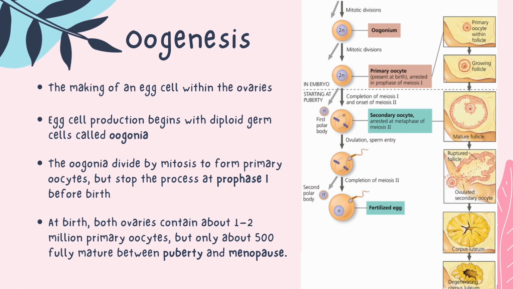Oogenesis begins in the female embryo with the production of oogonia from primordial germ cells. The oogonia divide by mitosis to form cells that begin meiosis but stop the process at prophase I before birth. These developmentally arrested cells, which are primary oocytes, each reside within a small follicle, a cavity lined with protective cells. At birth, the ovaries together contain about 1 to 2 million primary oocytes, of which about 500 fully mature between puberty and menopause.